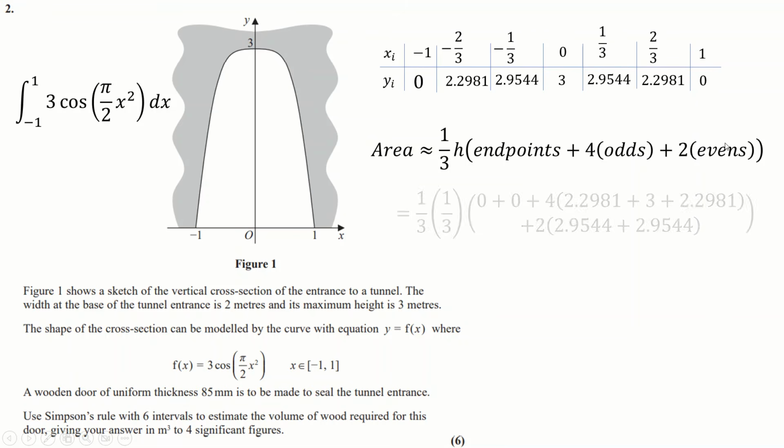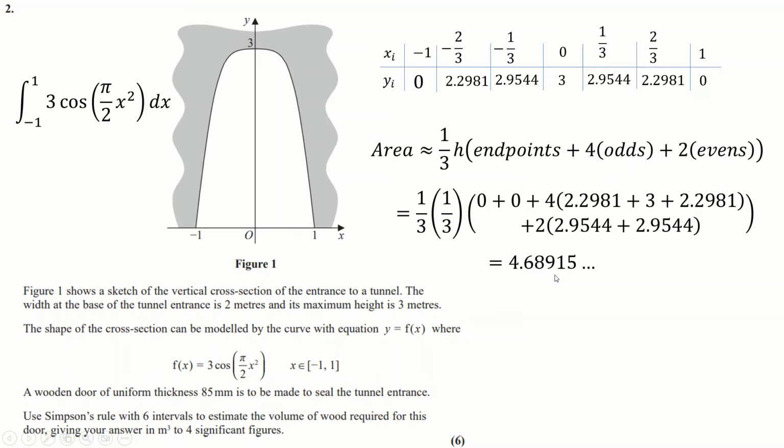So put those in there and add them together. And you just literally type that into a calculator, and you get this. Now this question is about volume, so all we have to do here, we've got this area at the front face of the door, if you want, and we just times that by the thickness to find the volume.